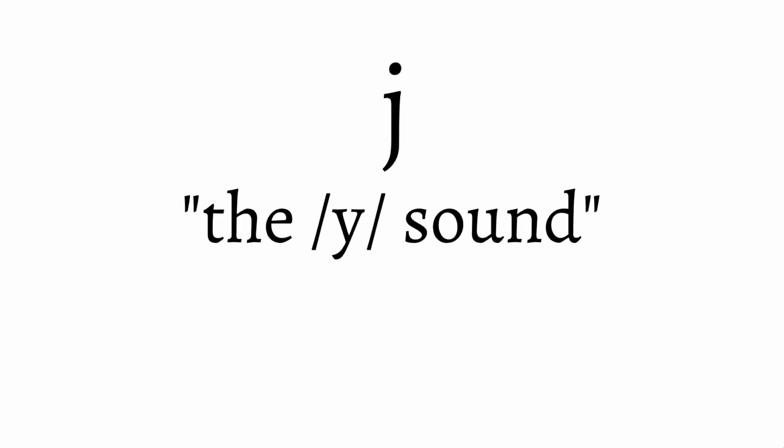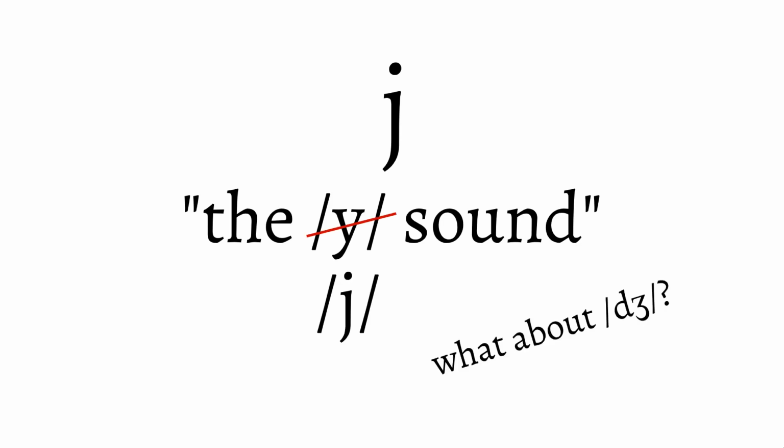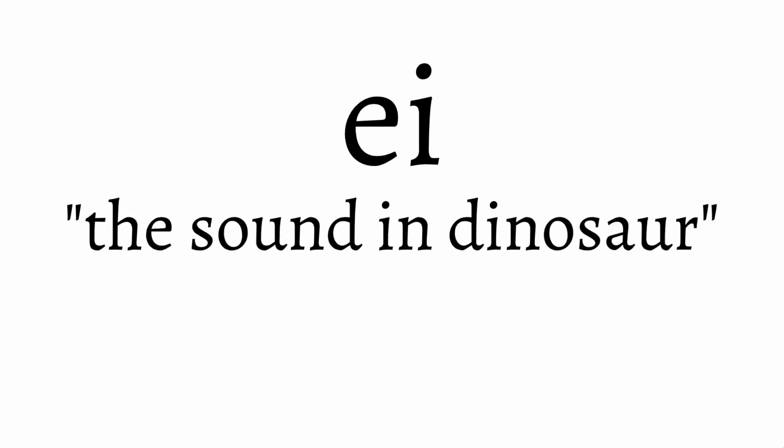Next, I had the letter J represent what I wrote as the Y sound, but I didn't know IPA and was probably not aware that Y was a separate phoneme, so I'm sure I meant Y. Now, what to do with this sound? Well, we'll get there. Next, I disobeyed my double vowel rules and made the letter combination EI represent the sound in dinosaur. This one. That's not too horrible, I guess.